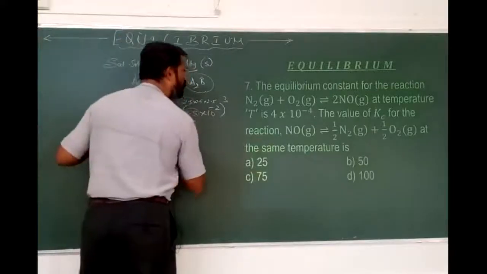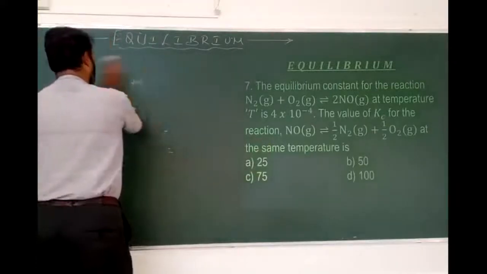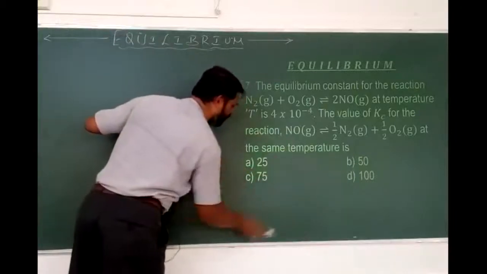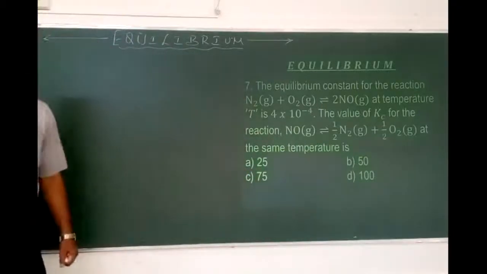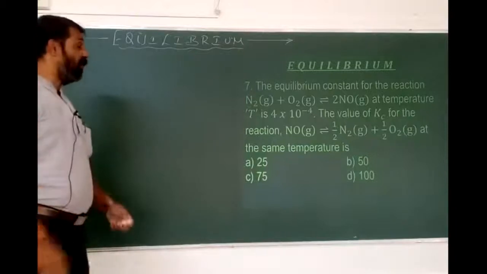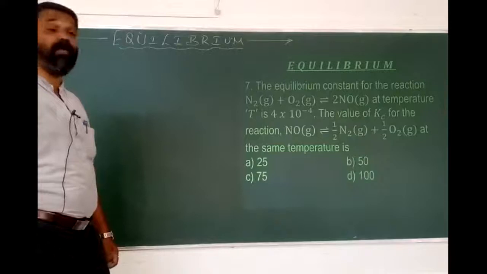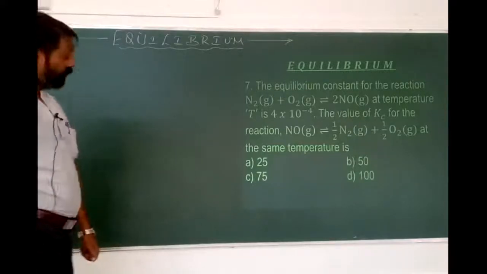The equilibrium constant for the reaction N2 plus O2 gives rise to 2NO at a temperature T is given by 4 × 10 to the power of minus 4. What is the value of Kc for the reaction NO gives rise to half N2 plus half O2 at the same temperature?